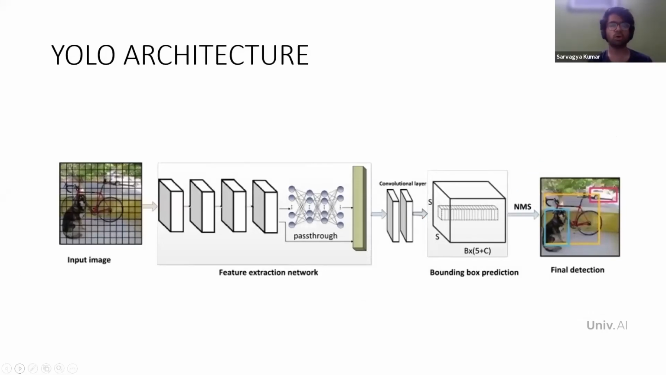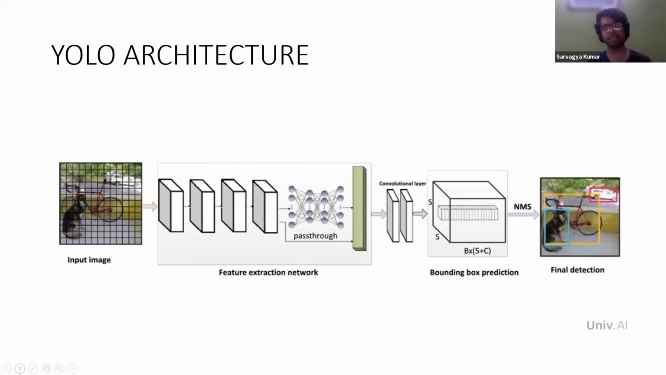Thanks, Rahul. The primary model that we used was YOLOv4. It's a one-stage detection model, which means that the object localization, that is detecting the object, and the classification happen in one stage. There are several two-stage detection models, but YOLO is a one-stage detection model.